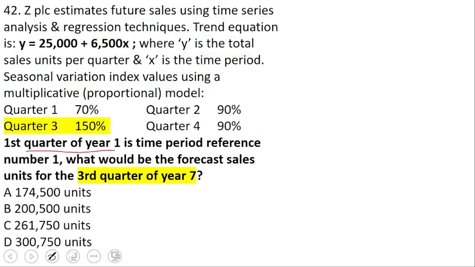First quarter of year 1 is the time period, reference number 1. What would be the forecasted sales units for the third quarter of year 7? Now, one of the common mistakes that certain students make is, what is the third quarter of year 7? They happily multiply 3 into 7 and say that it is the 21st quarter. Well, that's wrong. It is not the 21st quarter.